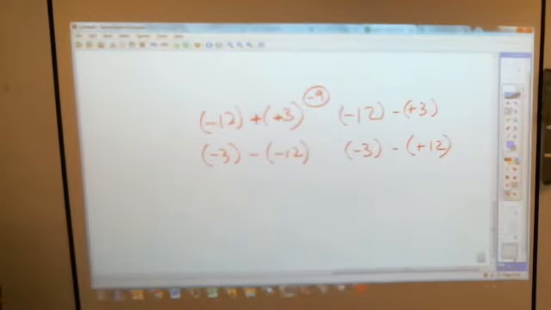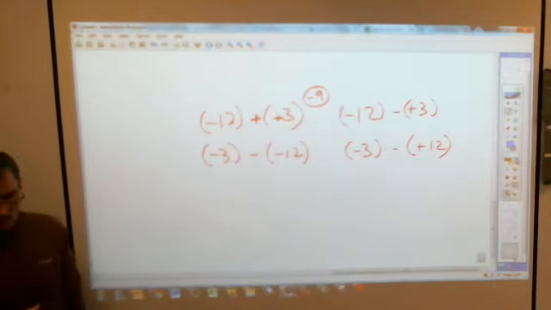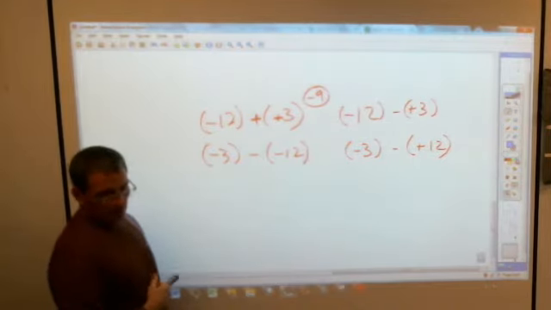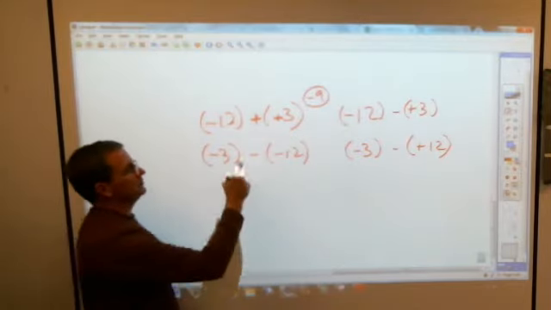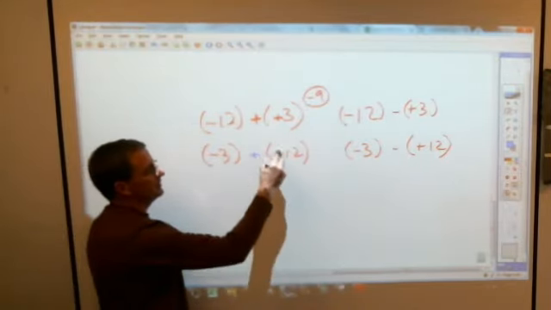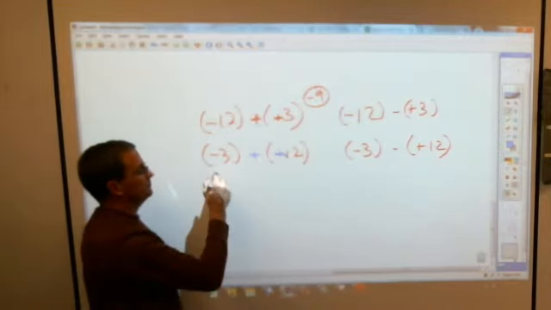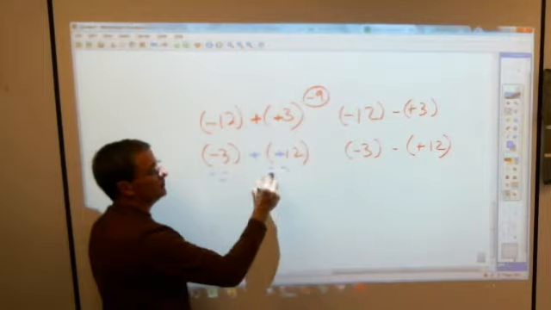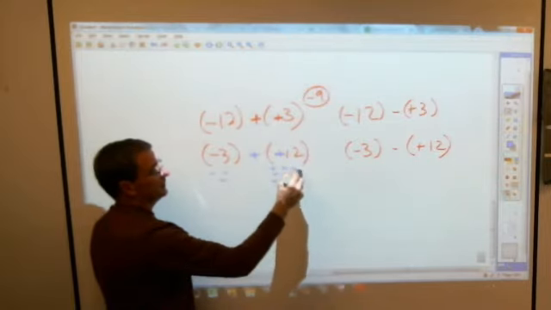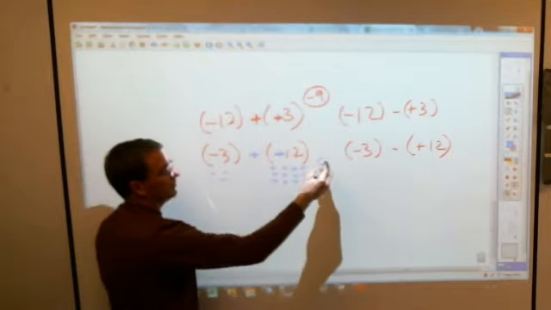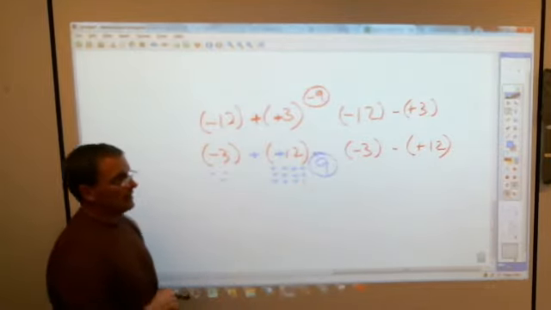How about the second one? Negative 3 minus a negative 12. Aaron says 9. Anybody going against that? Did you change the sign, plus and plus? Negative 3 plus a positive 12. You have 3 negatives and 12 positives. The 3 of them cancel out and leave you with 9 positives.